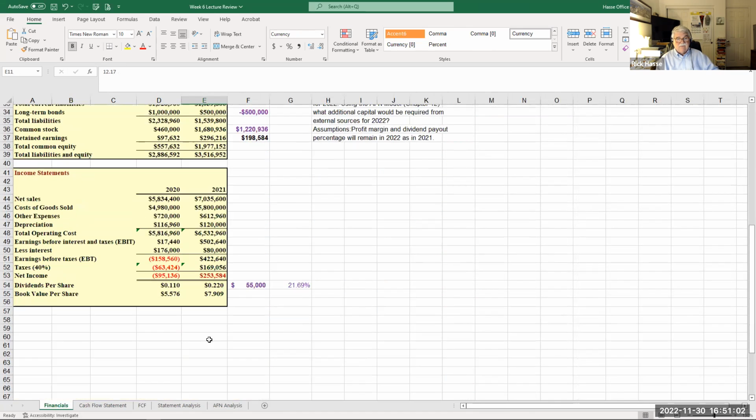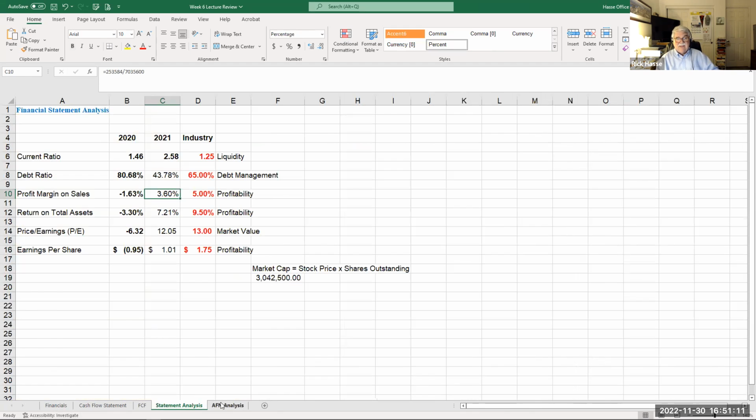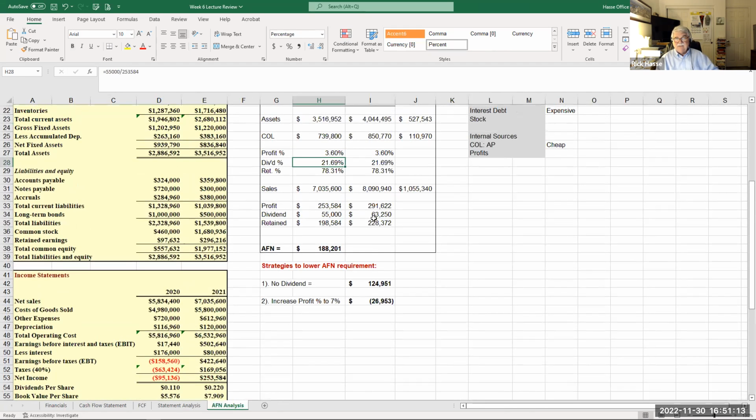We paid back $55,000 of dividends. That was 21% of our total net income. That's our dividend payout rate. So we want to maintain that payout rate in 2022 of 21.69%. So if we take 21.69% of our profit projected, that's $63,250 in dividends we're projecting in 2022.